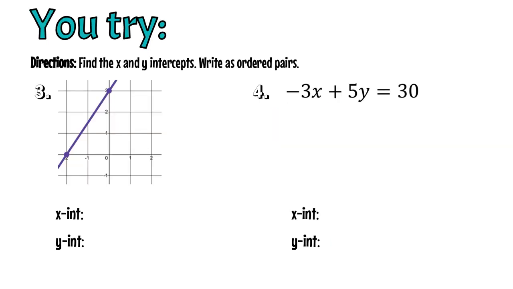Pause the video and try examples number 3 and 4. Find the x and y intercepts and write them as ordered pairs.